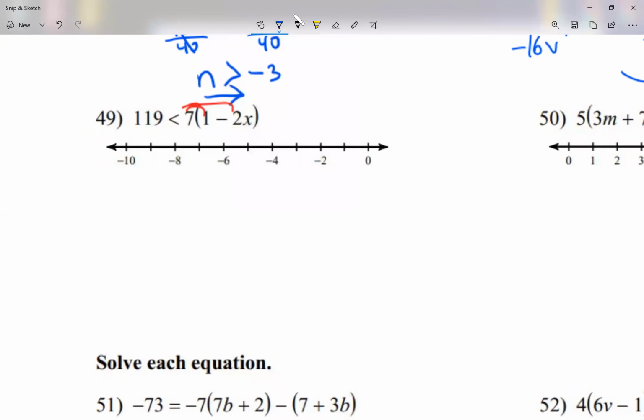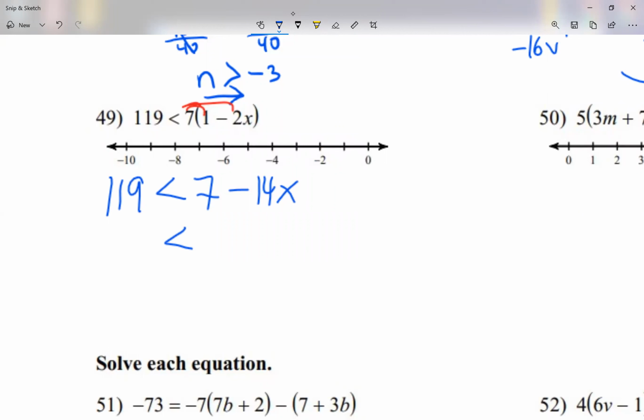So let me rewrite this as 119 is less than 7 minus 14x. So I don't have to copy the question. I just got rid of parentheses. Combine any like terms if possible. On the right side, those terms cannot be combined because one of them has a letter, the other one does not. Okay, so let me copy my inequality sign there.